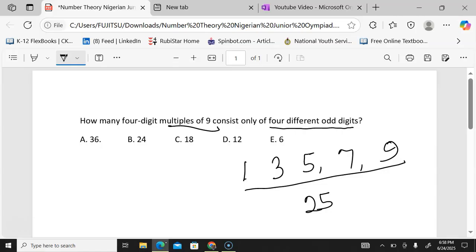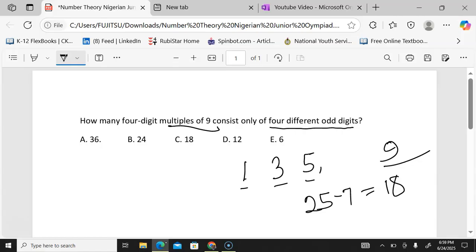If you drop 1, you get 24, which is not a multiple of 9. You drop 3, it gives 22. That's not a multiple of 9. You drop 5, you have 20. That's not a multiple of 9. If you drop 9, it's still not a multiple of 9. So the digit we remove is 7. When you remove 7, you are left with 18, which is a multiple of 9. That means if I remove 7 and use the remaining digits to form the number, it will be a multiple of 9.